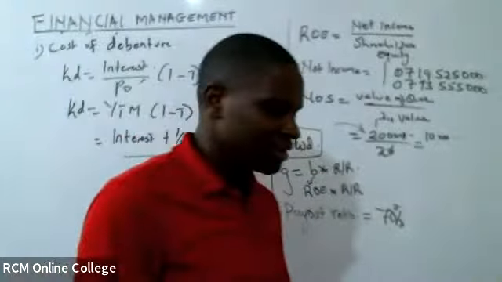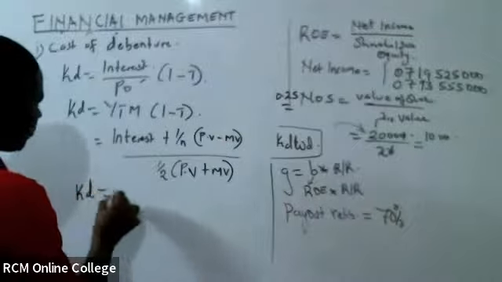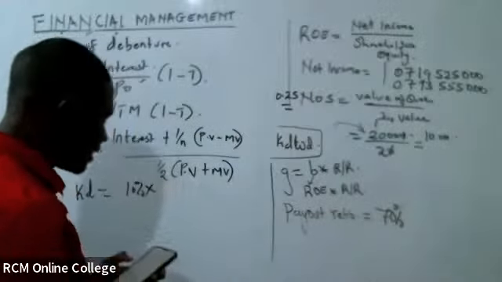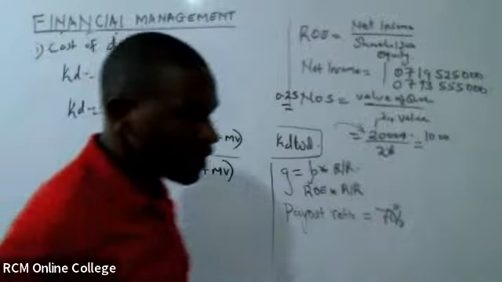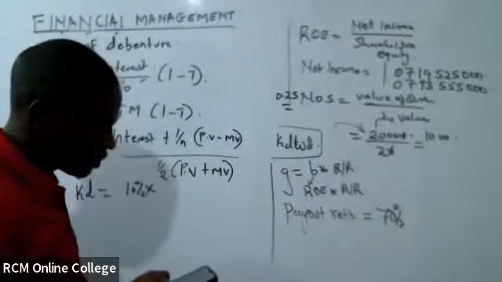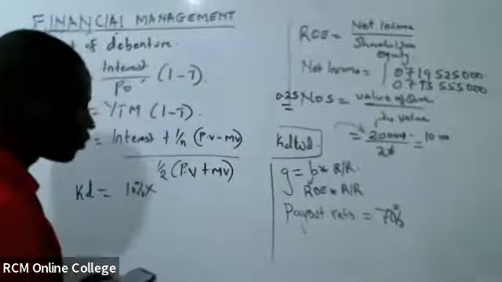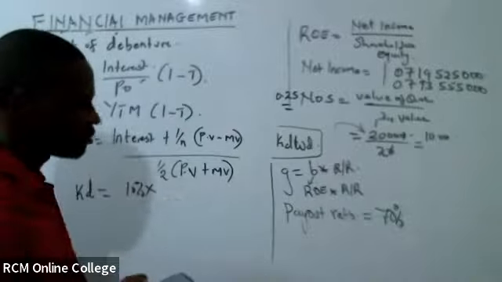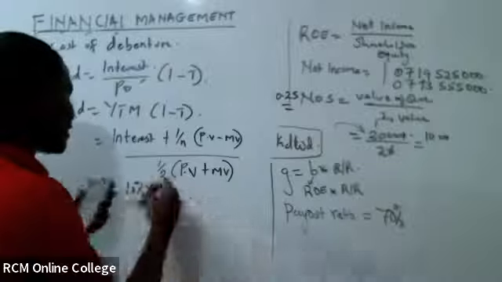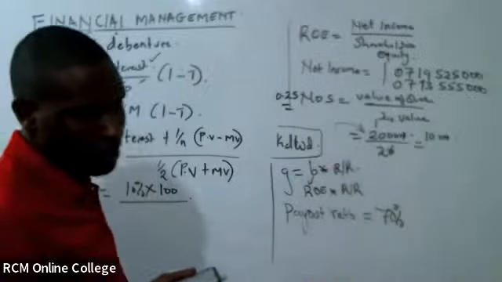In our case, it's a 10% debenture, so the interest will be 10% of par. Remember, we're looking at this at par. What is the par value of our debenture? Yes, the par value is 100. So 10% of 100 is the interest, and then divide by the market price.